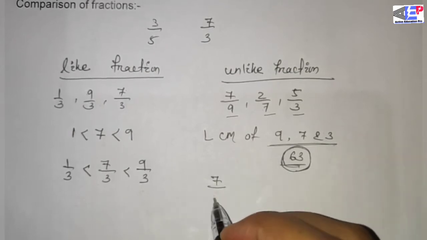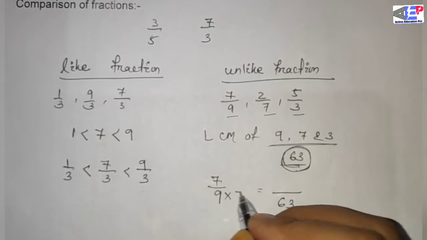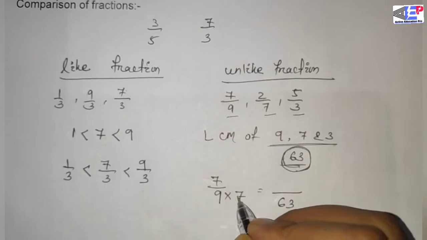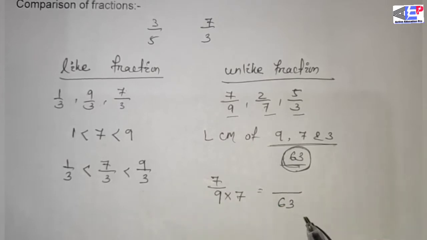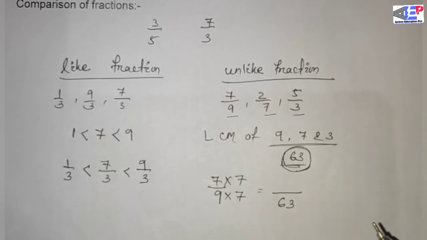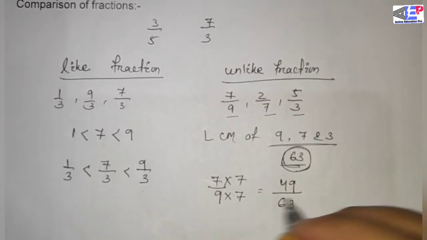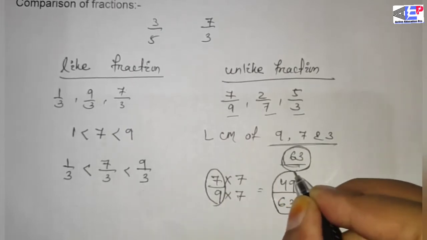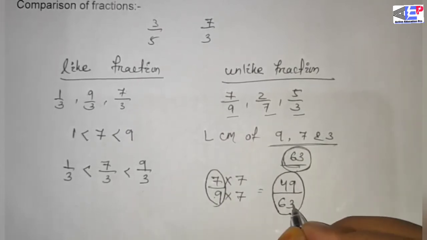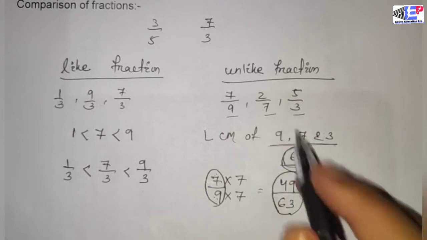So first make 7 by 9. You have to make 63. If you multiply 9 by 7, the denominator becomes 63. And in a fraction, you have to do the same action at the numerator, so multiply the numerator by the same number. Then the fraction will be 49 by 63. 7 by 9 is equal to 49 by 63; both are equivalent fractions. 49 by 63 is a new equivalent fraction of 7 by 9 having denominator 63. Then similarly, now convert 2 by 7.